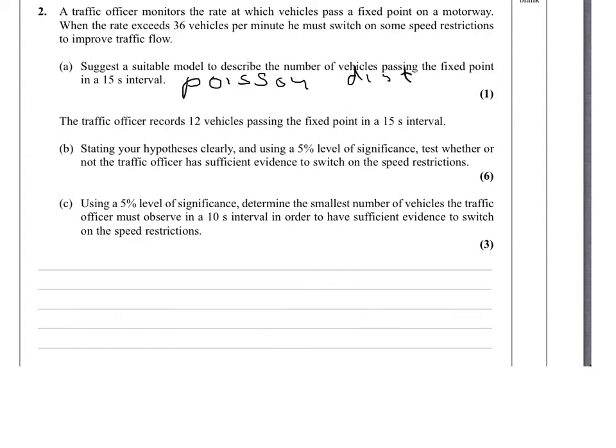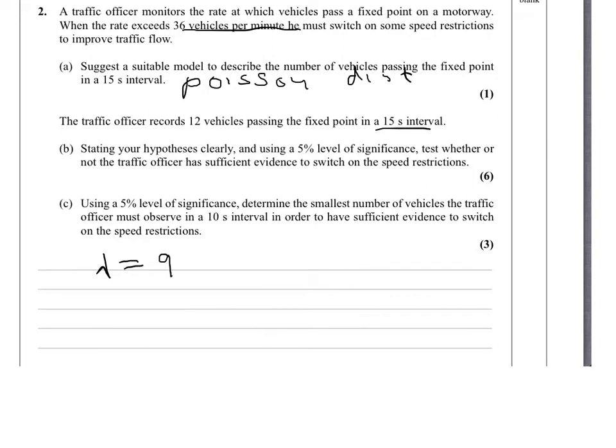Now, the traffic officer records 12 vehicles passing the fixed point in a 15-second interval. We need to test at a 5% level of significance whether or not we have sufficient evidence to switch on the speed restrictions. So if we go down to a 15-second interval, then the known rate would be lambda equal to 9. That comes from the amount per minute divided by 4 to come down to 15 seconds. So lambda would equal 9.